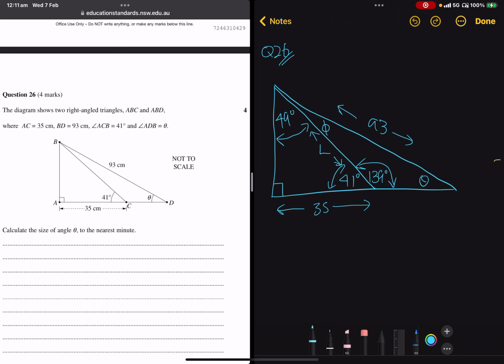So we can use cosine. We can say cosine of 41 degrees is adjacent, which is 35, over the hypotenuse, which is length L. This means that length L is 35 divided by cosine of 41 degrees. If we wanted to be exact, we could leave it like this, but we could also decimal approximate this. It's going to be fairly common in these papers to see decimal approximations at this stage. So 35 divided by cosine 41 gives me 46.3754.